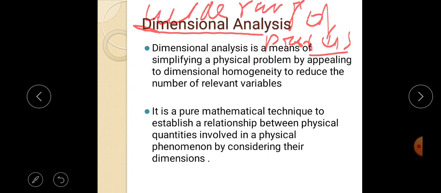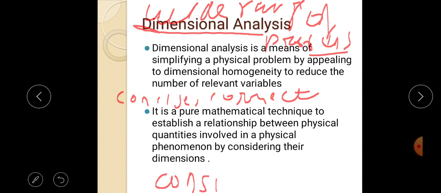Right. In short, if we want to say, the technique must be concise, correct, and consistent. So the technique of dimensional analysis should be concise, correct, and consistent. So this is about dimensional analysis.